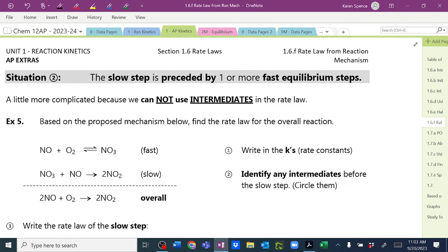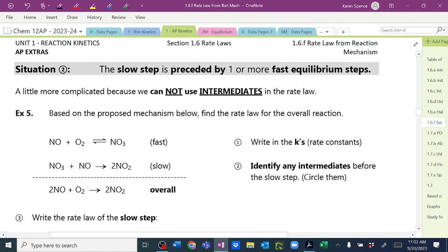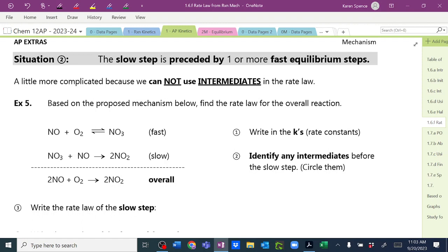All right, situation 2, we have a slow step preceded by 1 or more fast equilibrium steps. This is a little more complicated because we cannot use intermediates in the rate law. So based on the proposed mechanism below, find the rate law for the overall reaction. And this is where you have to decide, do I care enough to really learn this? Because this is a pain in the ass, it's long, and it's complicated, okay? I'm gonna go through it today, and then you can decide whether it's worthwhile spending any time on. When the first step is slow, that's pretty straightforward, yes?